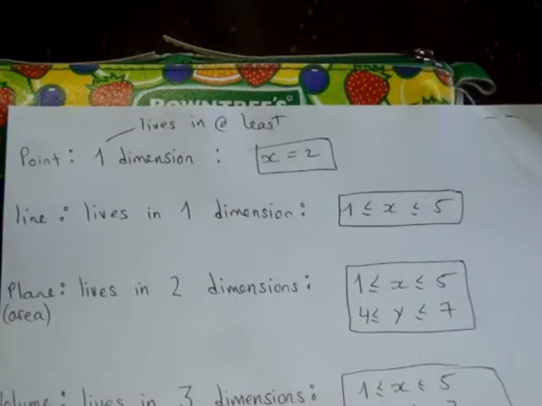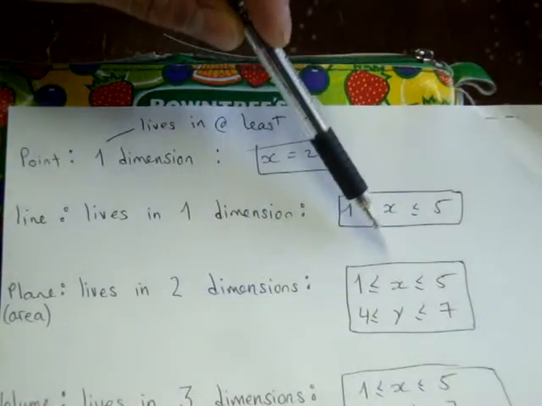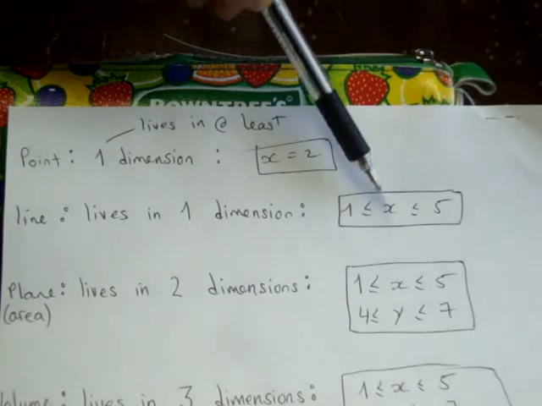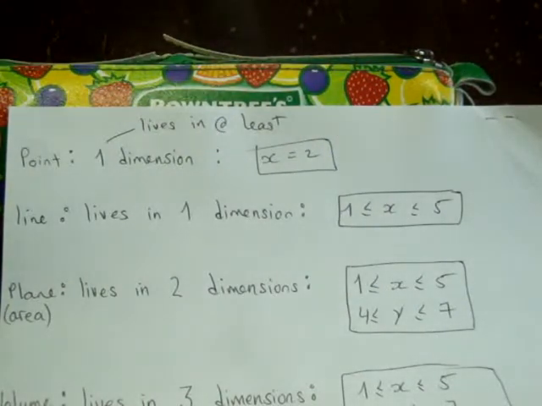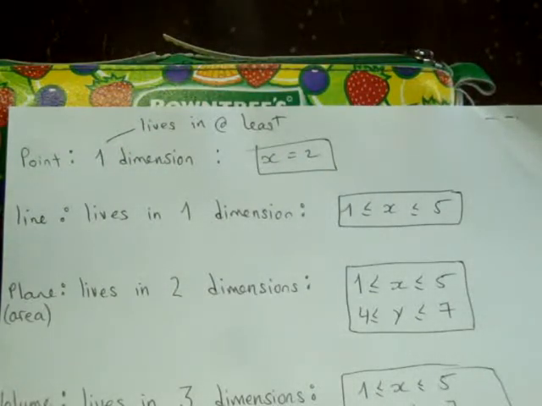Just to summarize, a point lives in at least one dimension. Don't get bogged down in that one. That can be different. Anyway, for example, x is equal to 2. Where does it live? It lives at the point x is equal to 2. A line lives in one dimension. So this here, 1 less than or equal to x, less than or equal to 5, defines a line. How do you know that? Because it only lives in one dimension, the x dimension, and it's going between a range of values 1 and 5. If you were to draw that, it would give you a line.